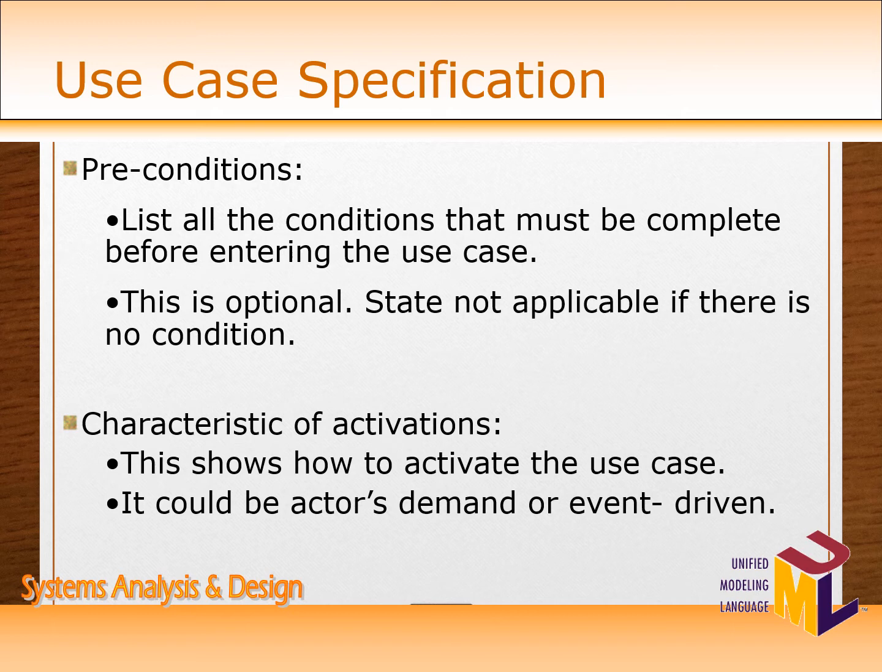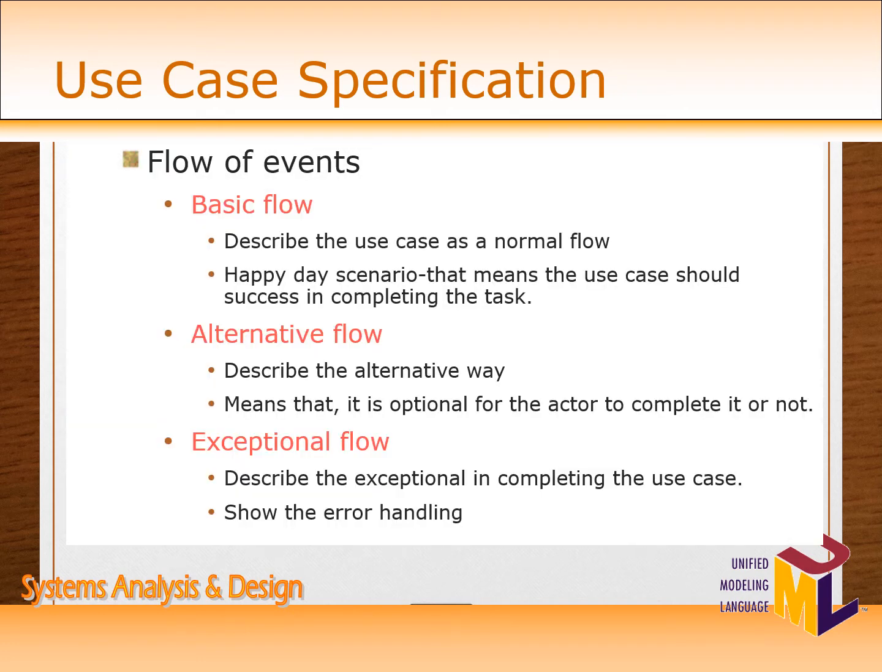And then characteristics of activation. It shows how the use case is activated, how it started, who starts the use case. It could be actor demand, because the user is the one that started it. Maybe it's event driven, or maybe because of time. Due to time, maybe it is generated or started every month. When it has to do with time, it is called temporal.